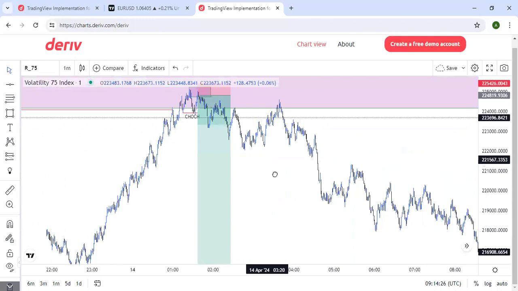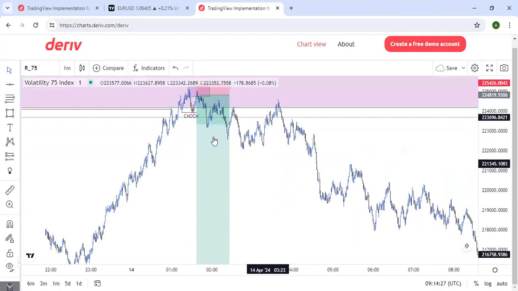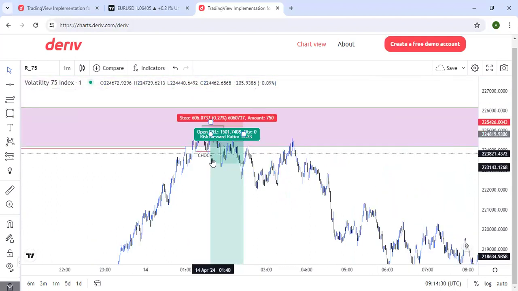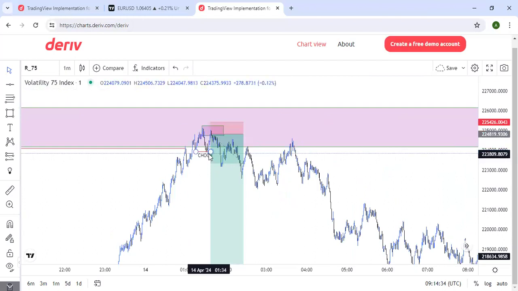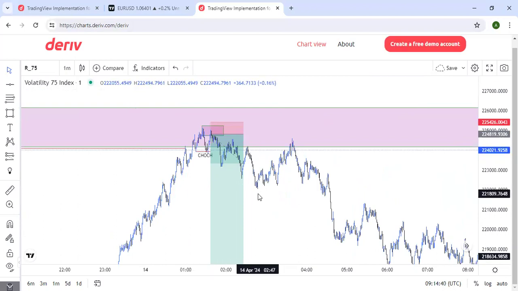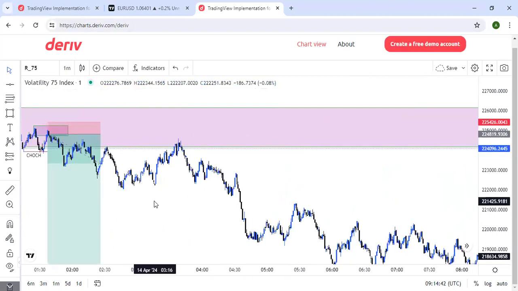Now, don't risk all your account trying to get what you want, trying to grow the account. Just make sure you go to a lower time frame to get it. Make sure you go to lower time frame to get it.